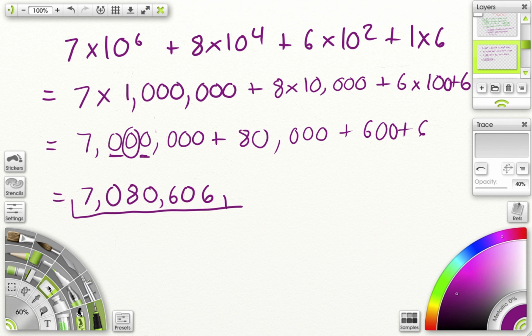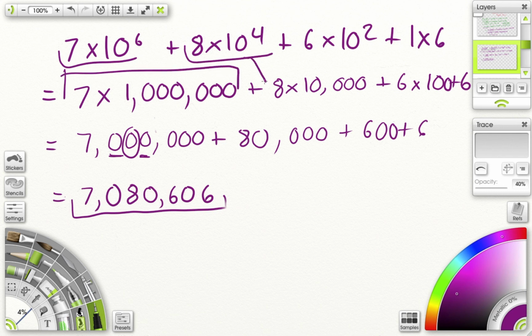So usually when looking at problems like this, I will just break it down like how I've done here. We do our first section, which is right here. The second section, which is right here. Third, which we ended up doing right here. And our last, the ones column, which is right there.